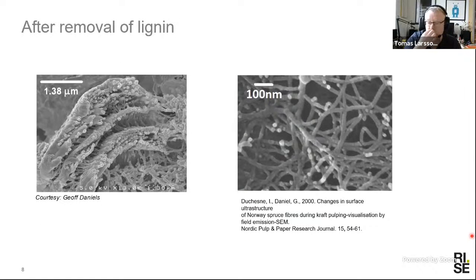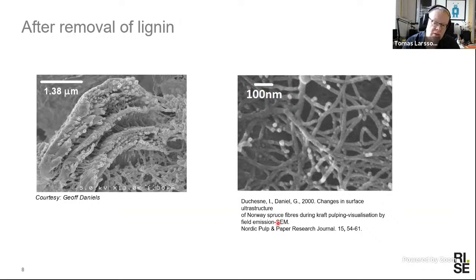A more realistic view of this is this. These are two very nice pictures from Jeff Daniel. And I think they are good in that sense that they both represent the fact that we have a hierarchical structure in this material. The picture to the left over here is essentially a cross section of a fiber where the lignin has been etched away. So you can clearly see this sort of lamellar structure and so on.